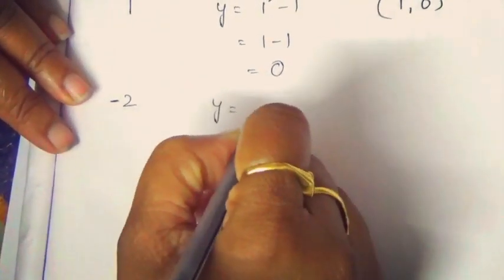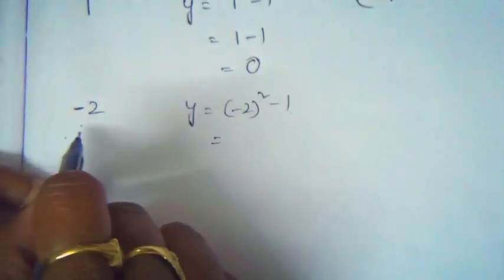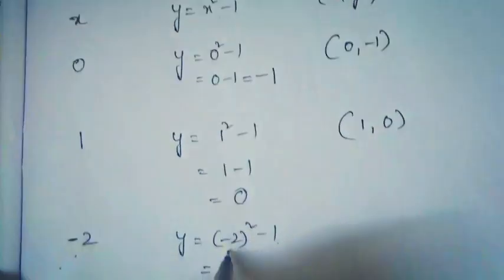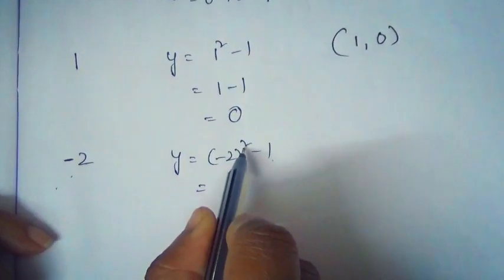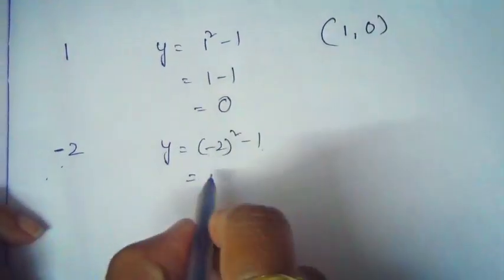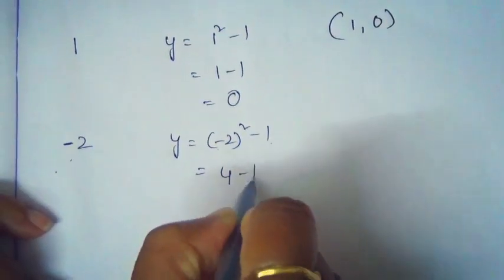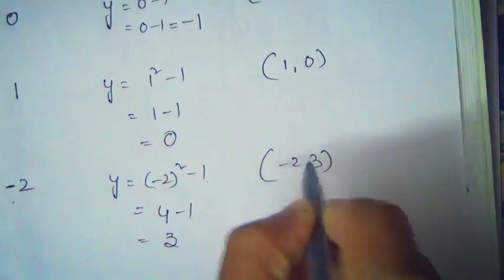The negative number I want to take here once, that is minus 2. So y is equal to minus 2 whole square minus 1. You just substitute in the place of x, minus 2 whole square minus 1. Here there is a power that is an even number, so hence the minus becomes positive. So 2 square means 4, minus 1, that is equal to 3. What are the coordinates? Minus 2 comma 3.